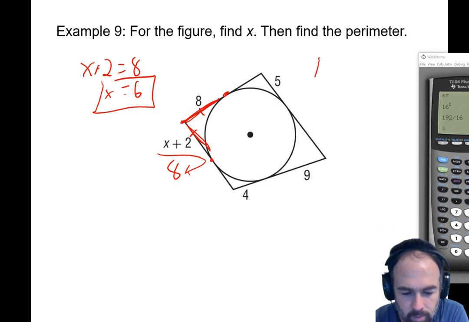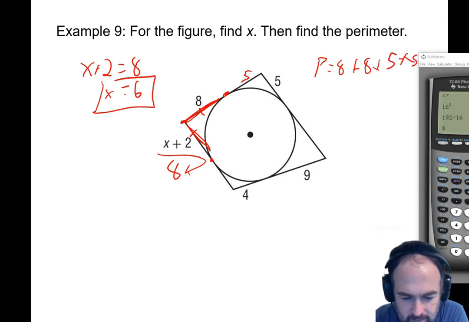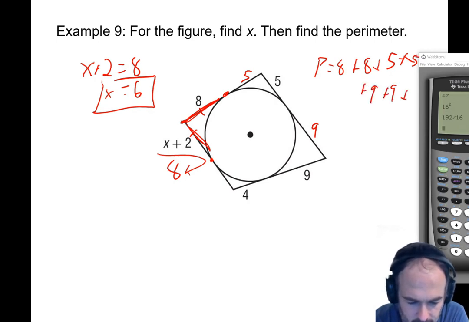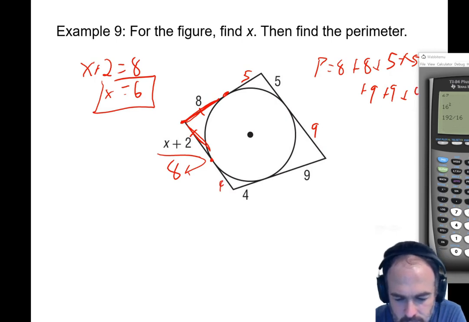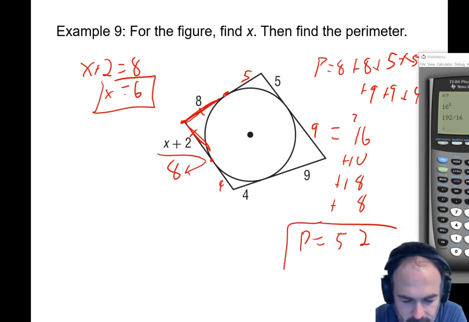Okay, so then for our perimeter, it's just 8 plus 8 plus, now this is 5 and that is also 5, so 5 plus 5. Now if this is 9, then that is 9, plus 9 plus 9, plus, then here's 4 and this is also 4, so it's 4 plus 4. So that's going to be 16 plus 10 plus 18 plus 8. So that gives me 16 plus 6 is 22. Carry the 2, 2, 3, 4, 5. So my perimeter is 52.